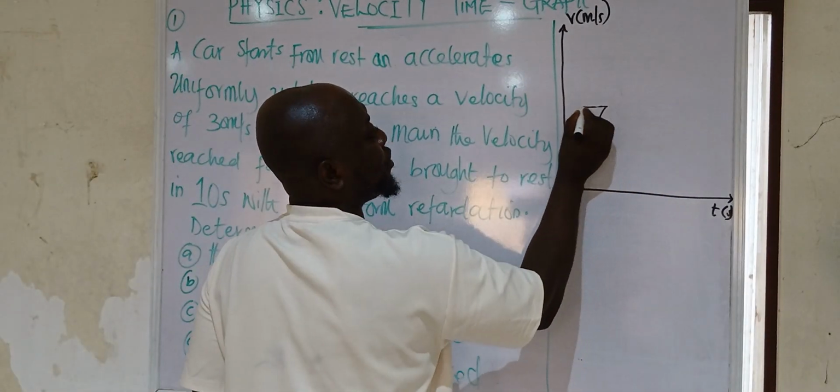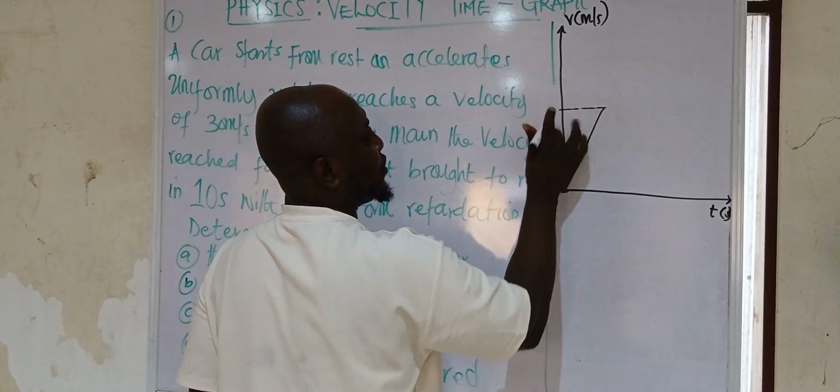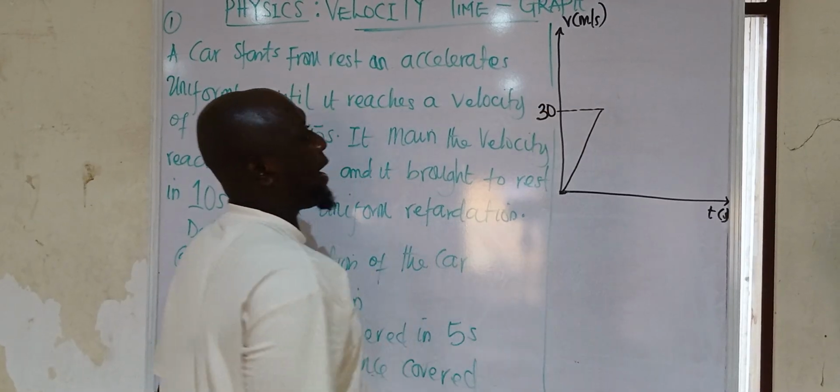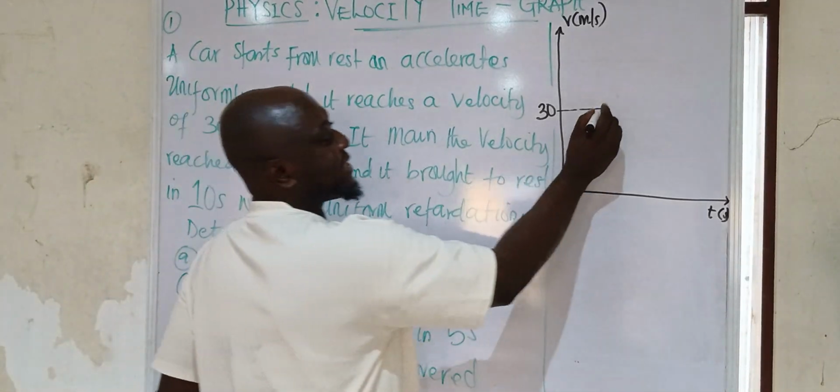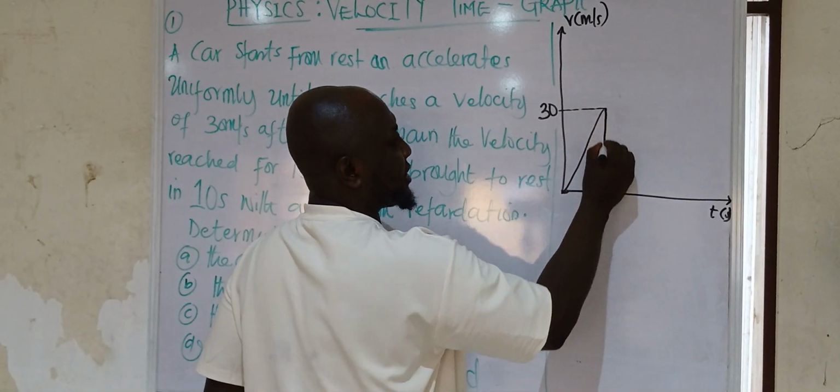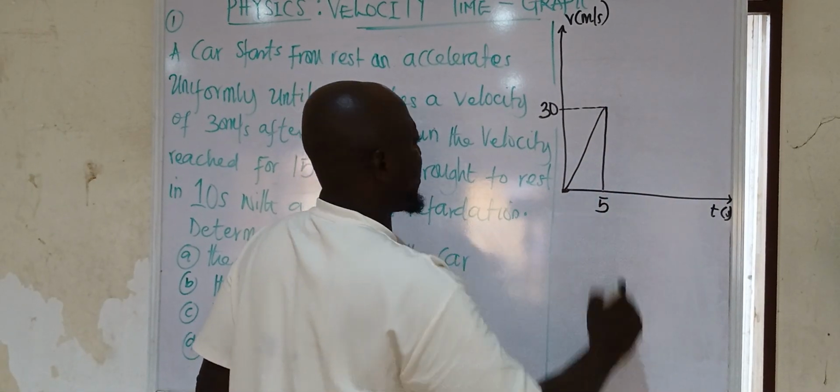So this plot goes like this now. This is the velocity axis. So we have 30 meters per second. They now said after 5 seconds. So the first time has been given. The first time here is 5 seconds.